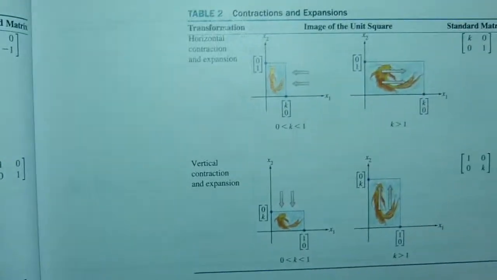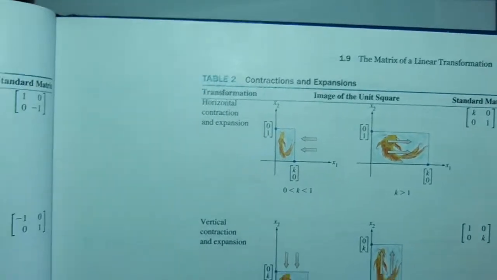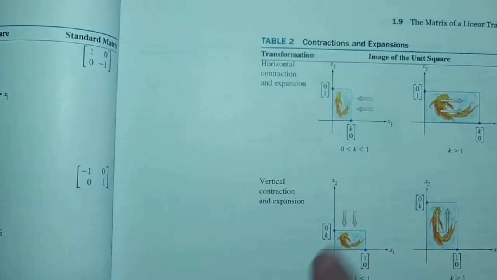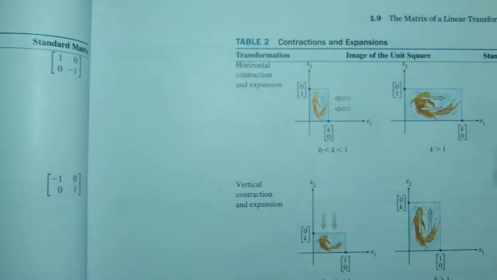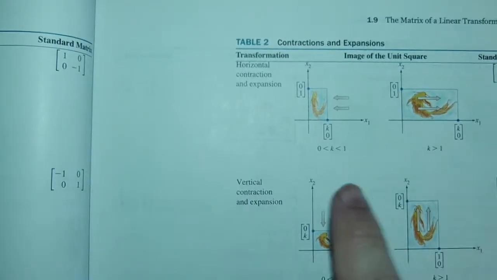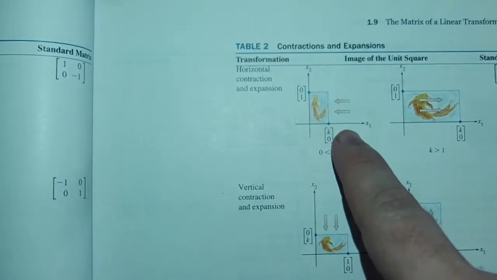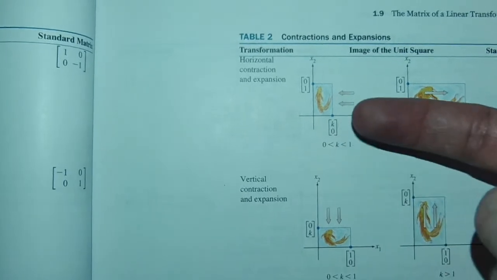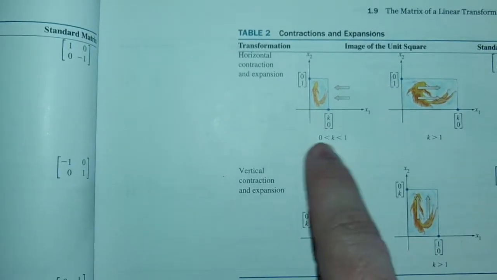Okay. So then some other types of transformations, horizontal contraction and expansion. So whether I've contracted this horizontally or expanded it horizontally. What that would amount to is taking the vector 1, 0, and if I'm contracting, I would be shifting it in. So that is, k is going to be between 0 and 1.